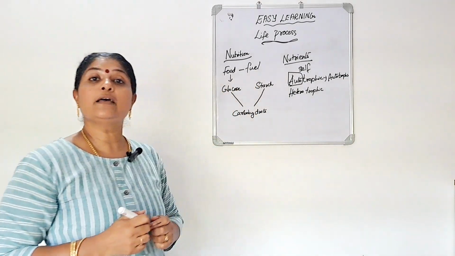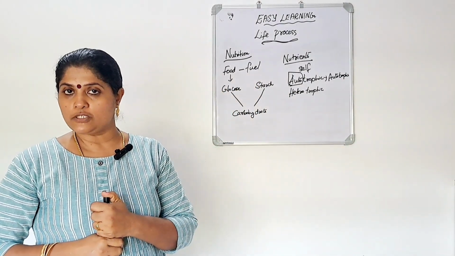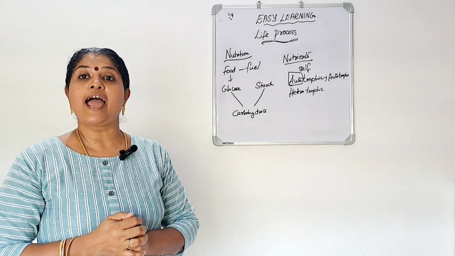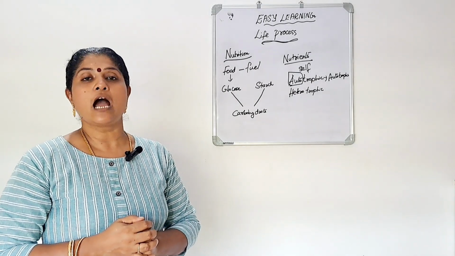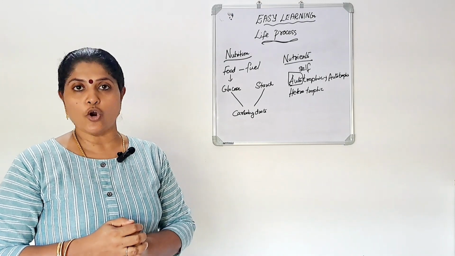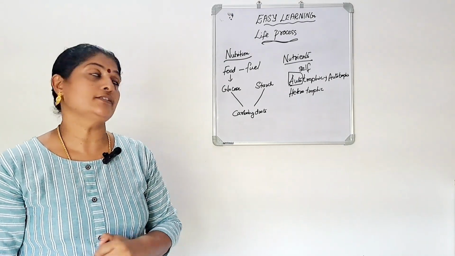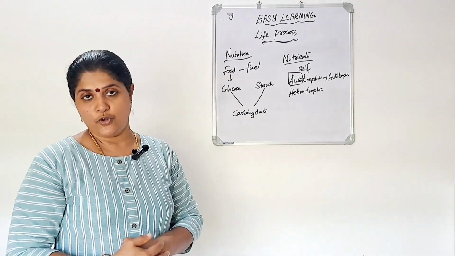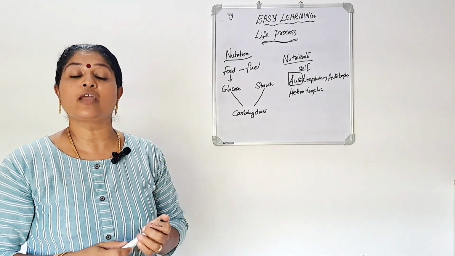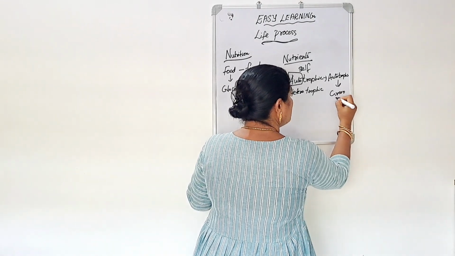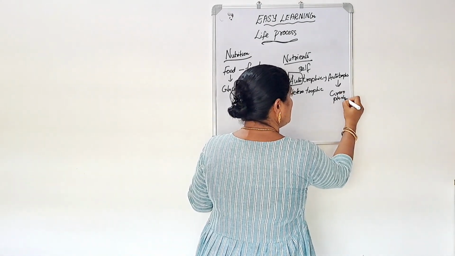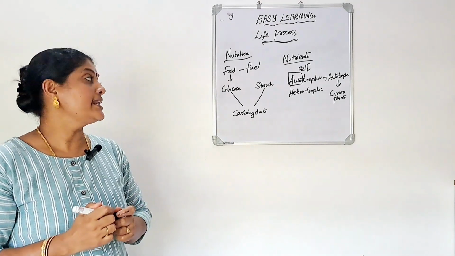So, those organisms, they are known as what? Autotrophs. So, what are autotrophs? The organisms which prepare their own food from simple substances like carbon dioxide and water. They are known as autotrophs, and that mode of nutrition is known as autotrophic mode of nutrition. So, a simple example you can give is green plants.